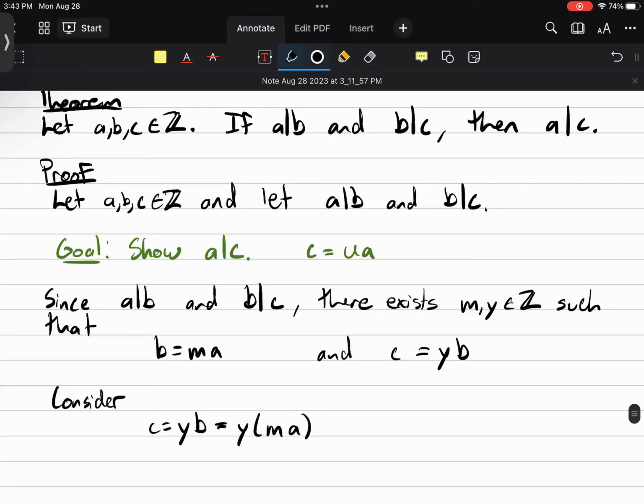And I just look at that expression and go, okay, is this what I'm looking for? Is this actually some integer times A, showing C is just some integer times A? Well, yeah. I regroup that multiplication, use my associative property. This is the same thing as Y times M times A. Well, Y is an integer and M is an integer, and we know innately, you multiply any two integers, what do you get? An integer.